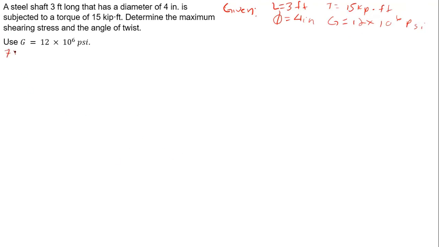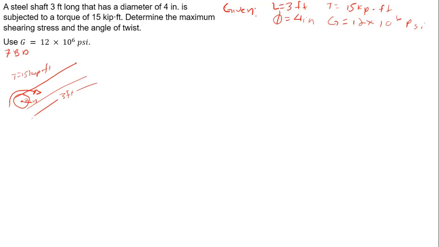So again, positive yung binigay na torque. So assumption natin is clockwise positive nga tayo. Sabi ko since first meeting. So FBD natin. So meron tayo dito ng torque is equal to 15 kip feet. Meron tayo dito ang length na 3 feet. And meron tayong diameter na 4 inches. So itong radius natin is 2 inches.